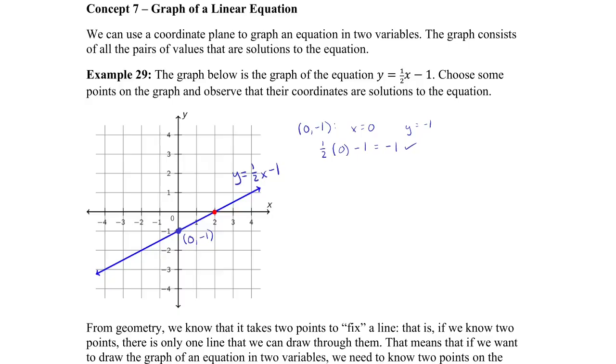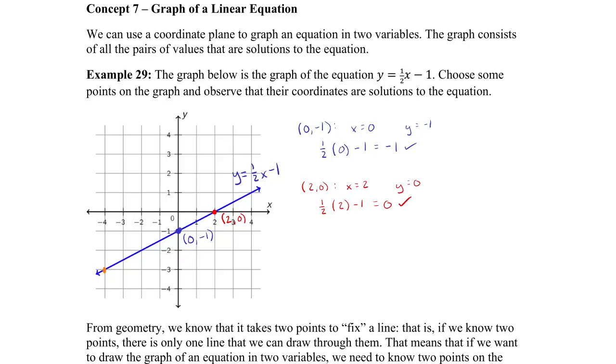Here's another point on this graph, right? This is the point 2, 0. So that's the point where x is 2 and y is 0. If I plug those in, my equation becomes a half times 2 minus 1 equals 0. Now a half times 2 is 1. Minus 1 really is 0. So again, that really works.